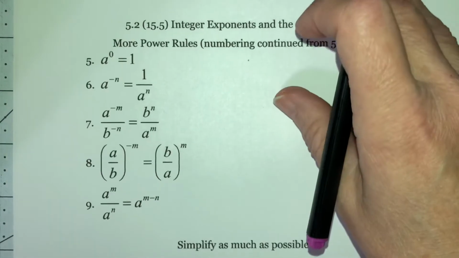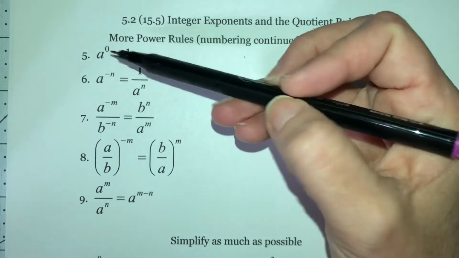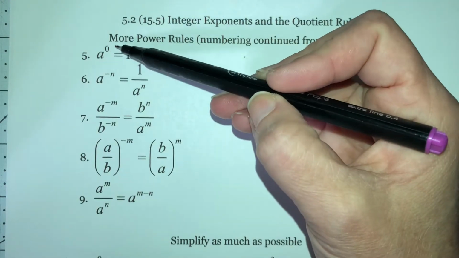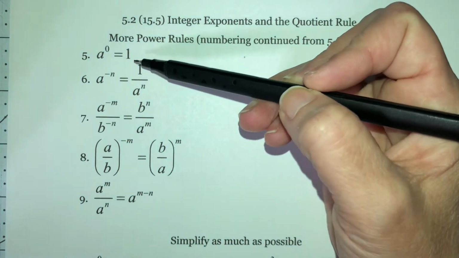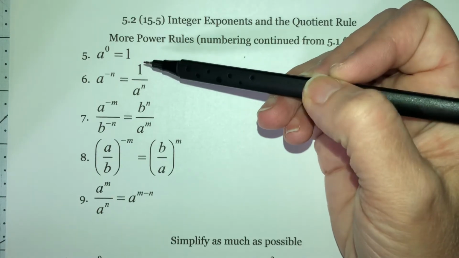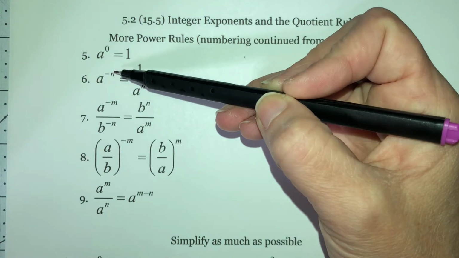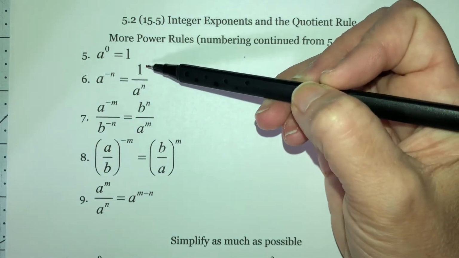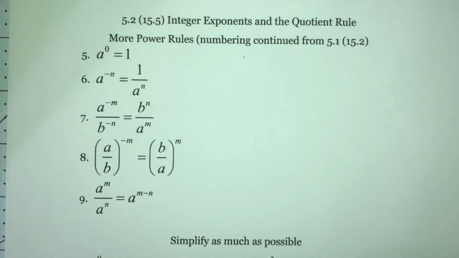So in the first new rule, we have a to the 0 power is 1. This is saying anything raised to the 0 power is equal to 1. You can make this difficult, but it's not. If it's raised to the 0 power, it's 1, no matter what. Our second rule is a to the negative n is the same thing as 1 over a to the positive n. Now I'm going to explain to you real quick why those make sense. I know they seem weird.